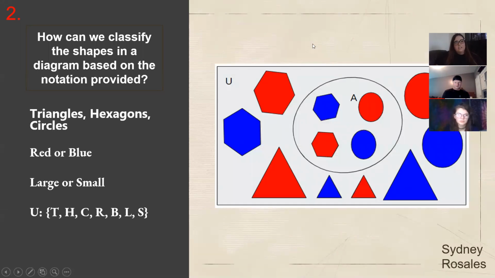Hey, Sydney, how can we classify the shapes in the diagram based on the notation provided? Okay, so the way that I would start is to just dissect what we have in front of us. What we have are three different shapes: triangles, hexagons, and circles. And they come in large sizes and small, and they come in red or blue. And then we can represent those with the letters of each characteristic. So within that diagram, we have T, H, C, R, B, L, and S, and that represents everything that's in there.